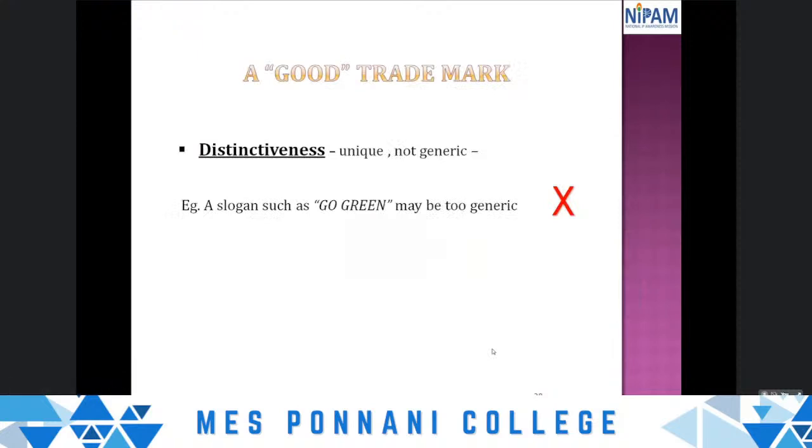So a good trademark should basically satisfy two main qualities. First of all, it should be distinctive. So it should be something that is unique. For example, if you try to coin a slogan such as Go Green, if you try to trademark it, then it might not be possible because it might not be a very good trademark because it is a very generic slogan, right?